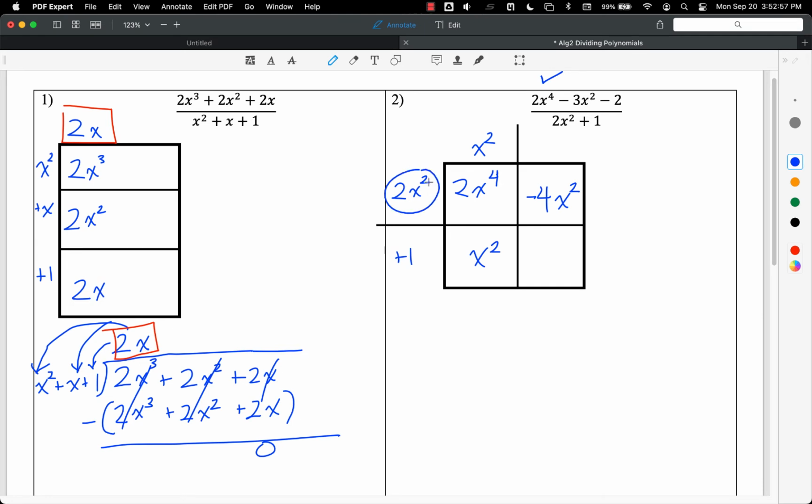And what times this 2x squared gives you a negative 4x squared? And the answer is a negative 2. Negative 2 times 2x squared gives you a negative 4x squared. And continuing on with that logic, now that we know this column is negative 2, times 1 is negative 2. And again, check off your terms. These two added up to a negative 3x squared. Check. This adds up to a negative 2, it's just by itself. And we've got all three of the terms, therefore we have our answer. It's the side length, x squared minus 2.